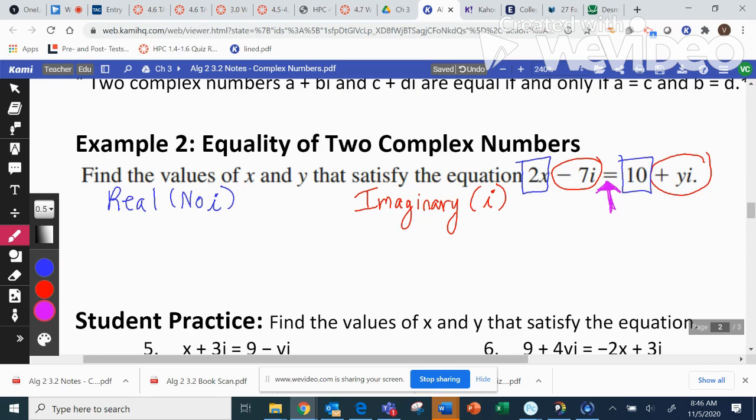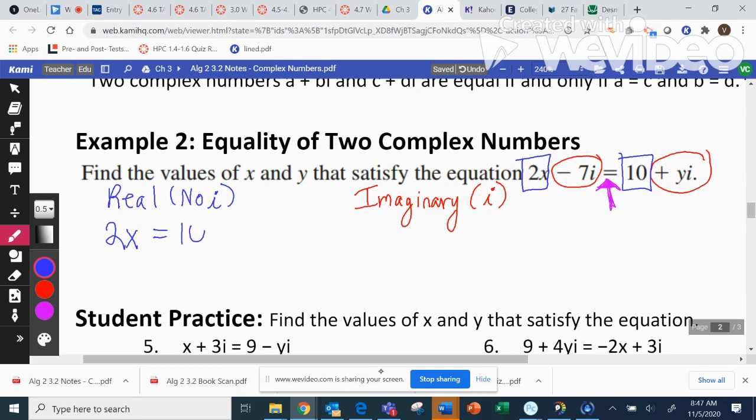Equal. It means they're equal to each other. So if they're equal to each other, the real stuff, 2x, has to be equal to the real stuff on the other side, 10. The imaginary stuff, negative 7i, has to be equal to the imaginary stuff, yi, on the other side. This has to be true for these two complex numbers to be equal to each other.